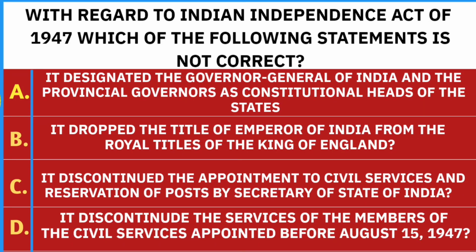With regard to Indian Independence Act of 1947, which of the following statements is not correct? The right answer is D. It discontinued the services of the members of the civil services appointed before August 15, 1947.